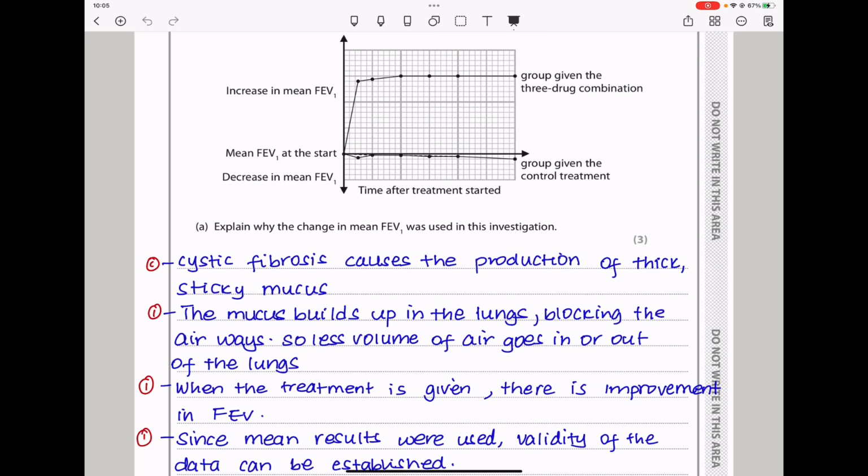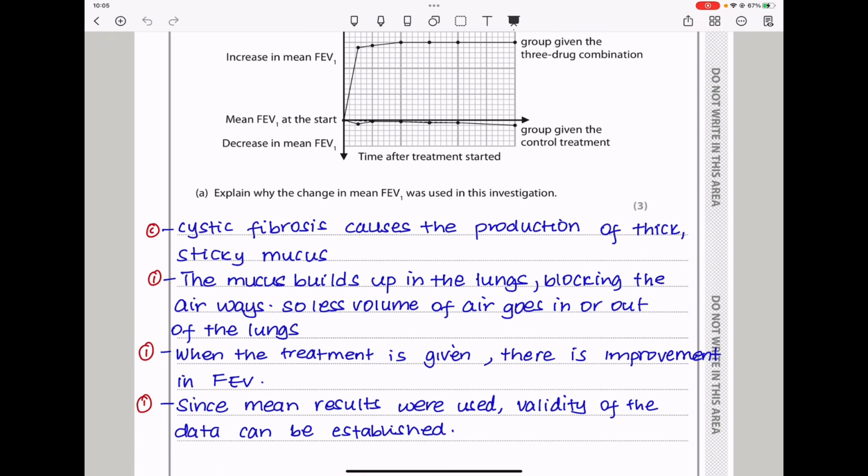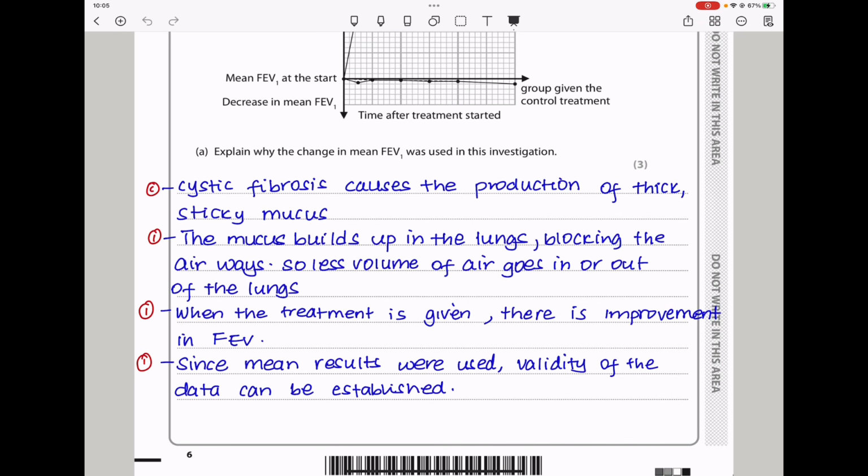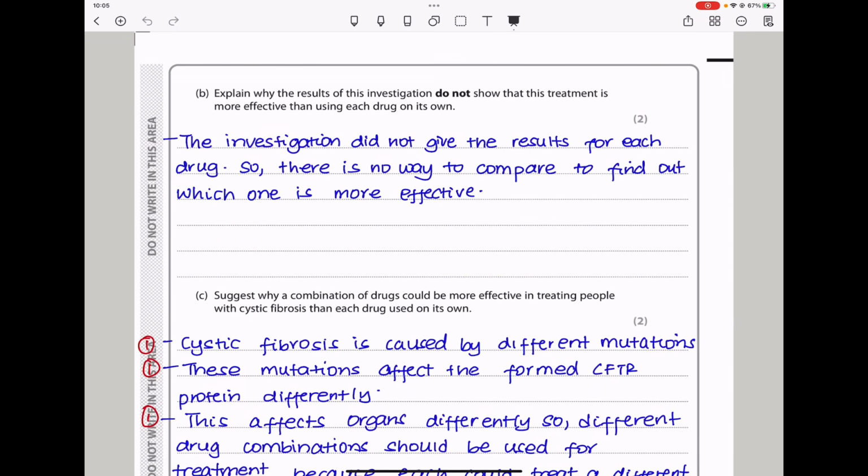So I said, cystic fibrosis causes the production of thick sticky mucus. The mucus builds up in the lungs, blocking the airways, so less volume of air goes in or out of the lungs. When the treatment is given, there is improvement in FEV. Since mean results were used, validity of the data can be established. Moving on.